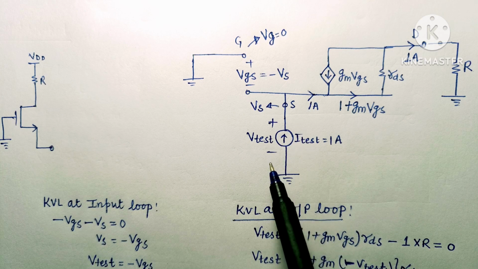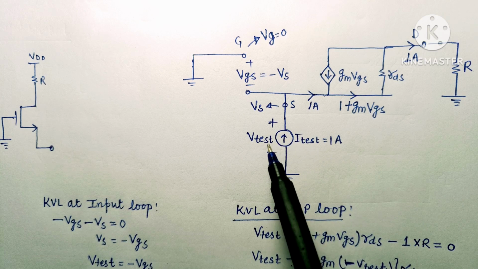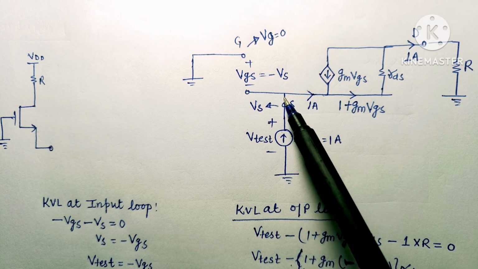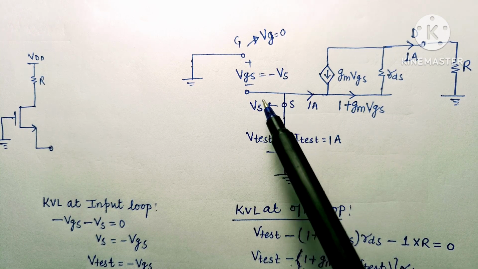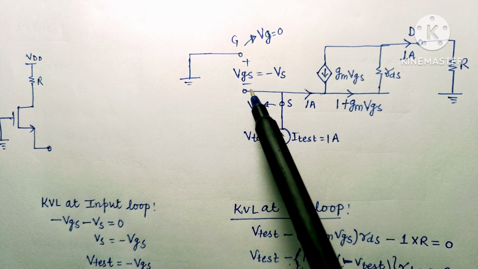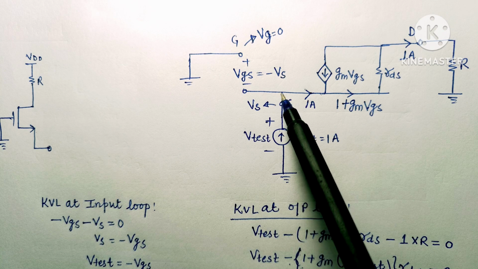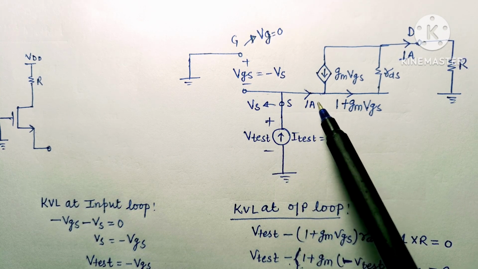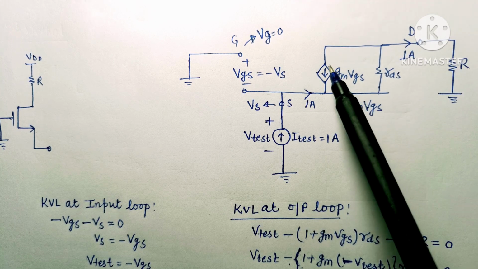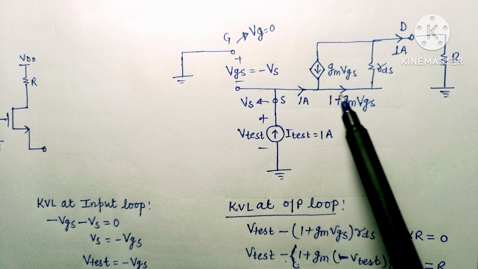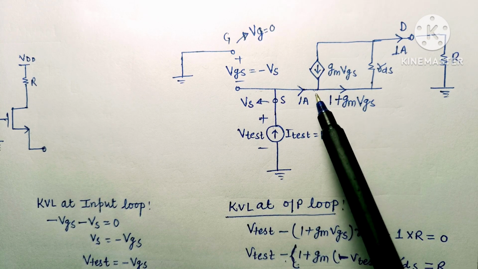So voltage across this current source is plus minus V test, and this 1 ampere current will flow towards this node. We have seen in our equivalent model that this branch is open and across this the voltage is VGS, so there will be no current flow towards this direction. Then the whole 1 ampere current will flow in this direction only. Here gm into VGS current, the dependent current source, will give current in this branch 1 plus gm into VGS.